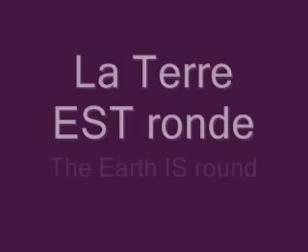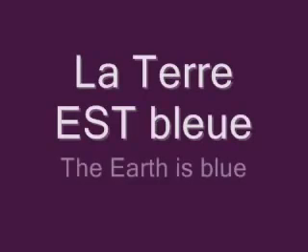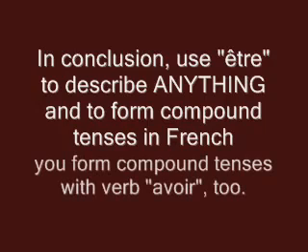La terre est ronde. The earth is round. La terre est bleue. The earth is blue. Anything to describe something or someone, you can use the verb être, just like in English or in Spanish. So this is a concept you should know. If you would like to describe something, use the verb to be in French, être.